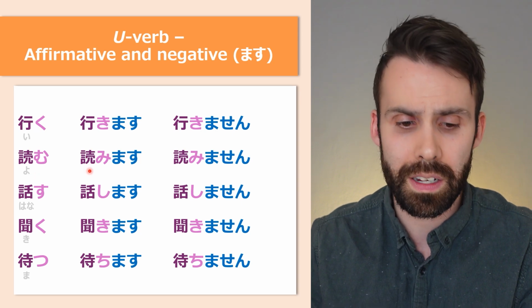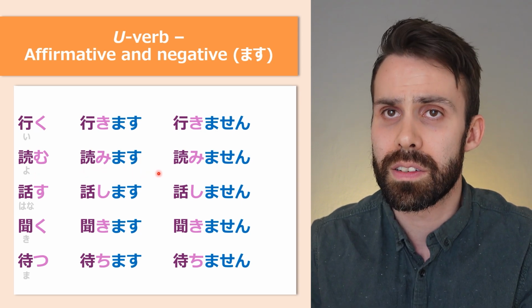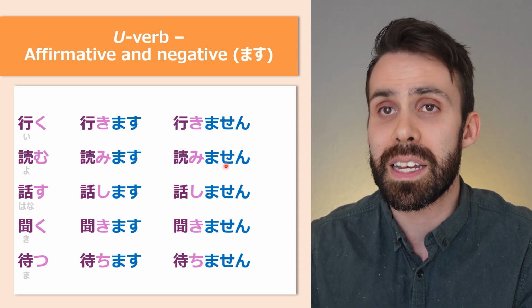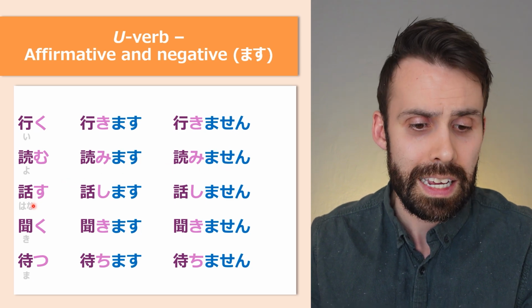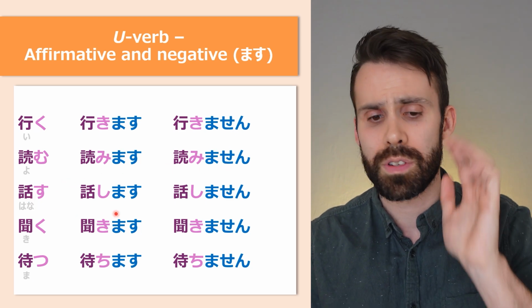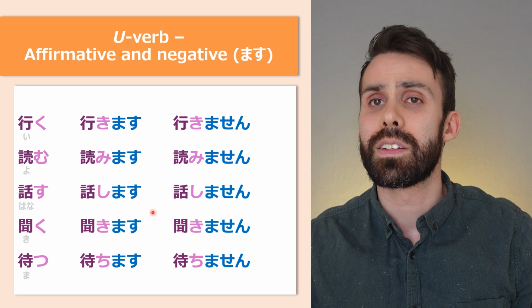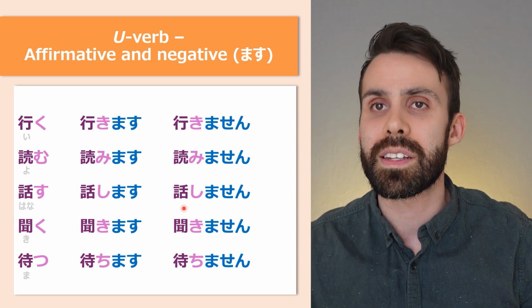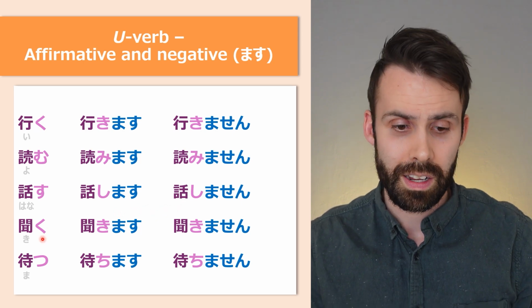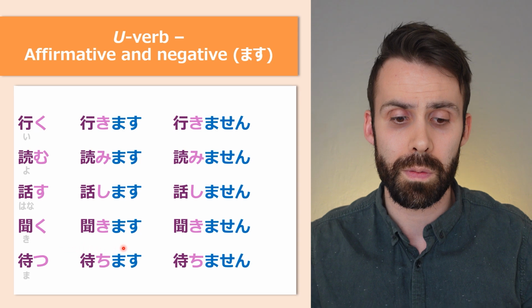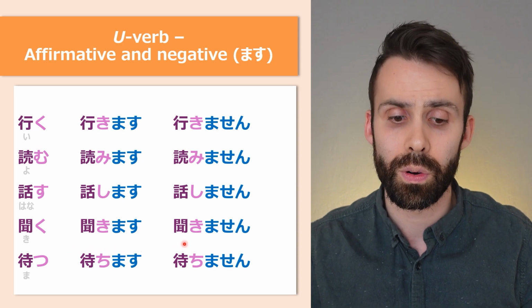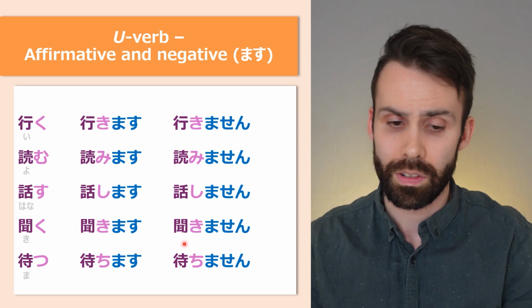Hanasu, to speak, becomes hanashimasu, to speak, and hanashimasen, to not speak. Kiku, to listen, becomes kikimasu, to listen, or kikimasen, to not listen. Matsu, to wait, becomes machimasu, to wait, or machimasen, to not wait.